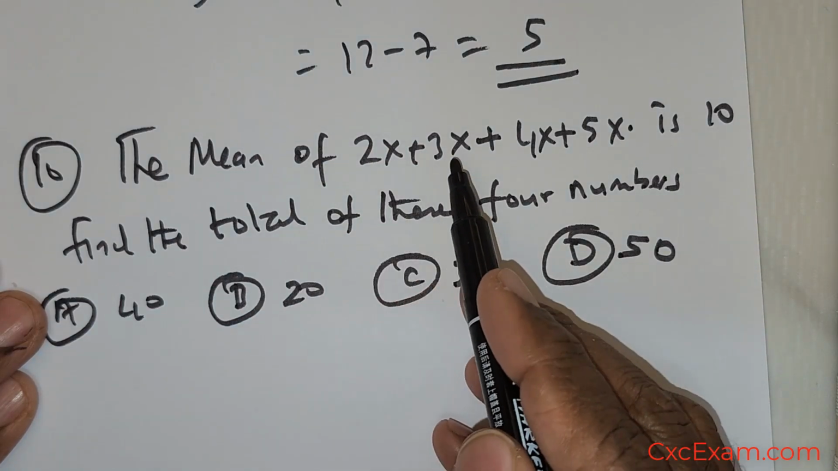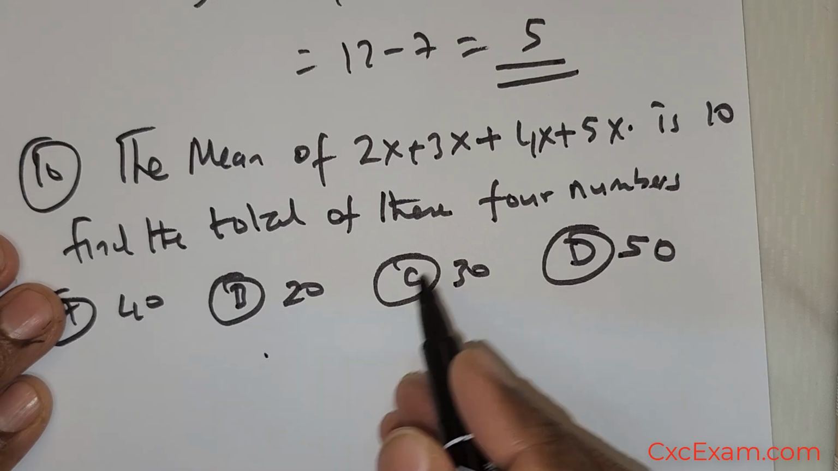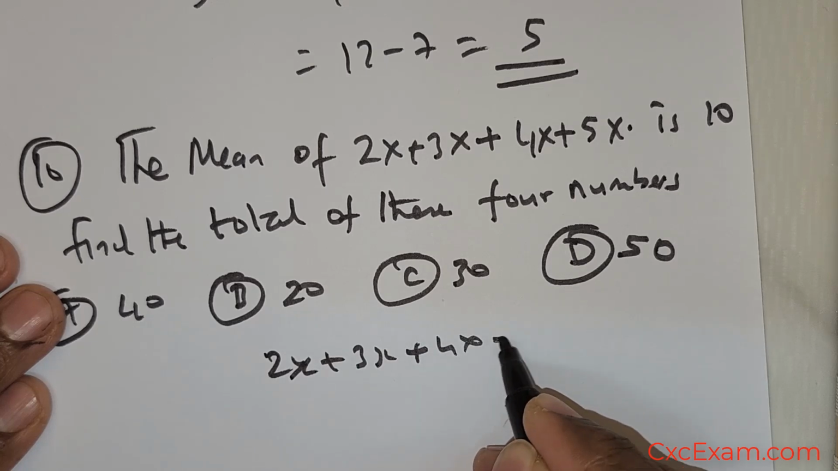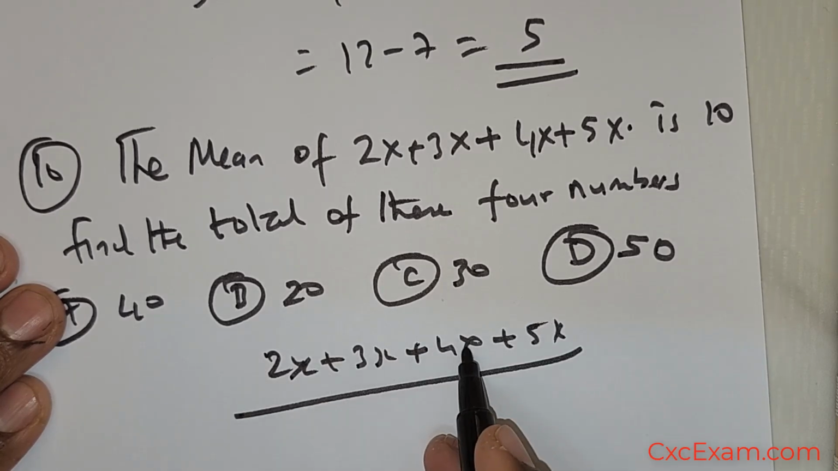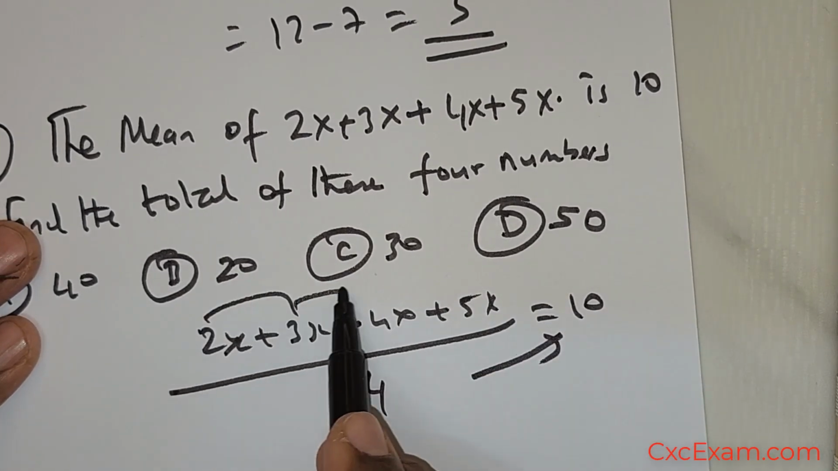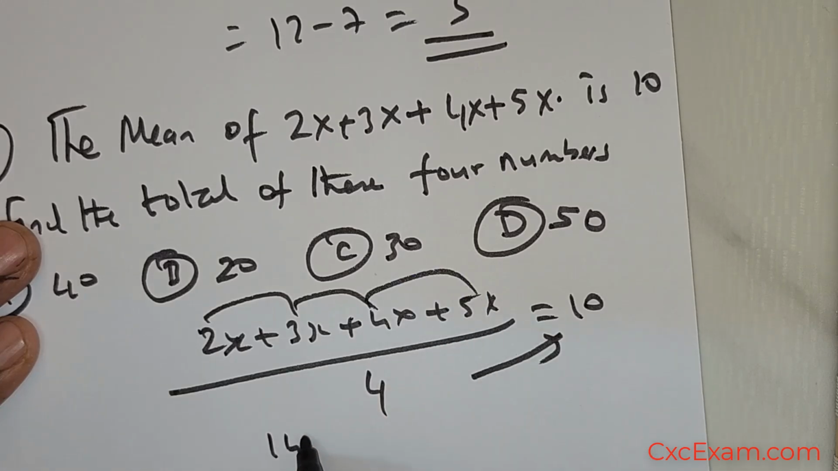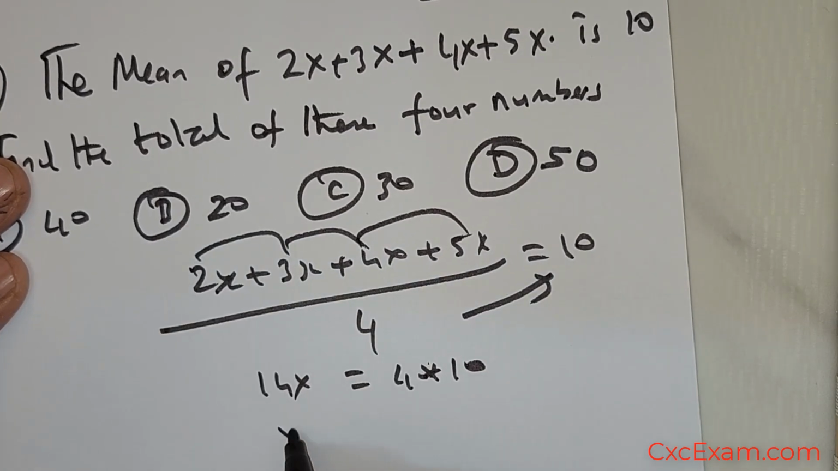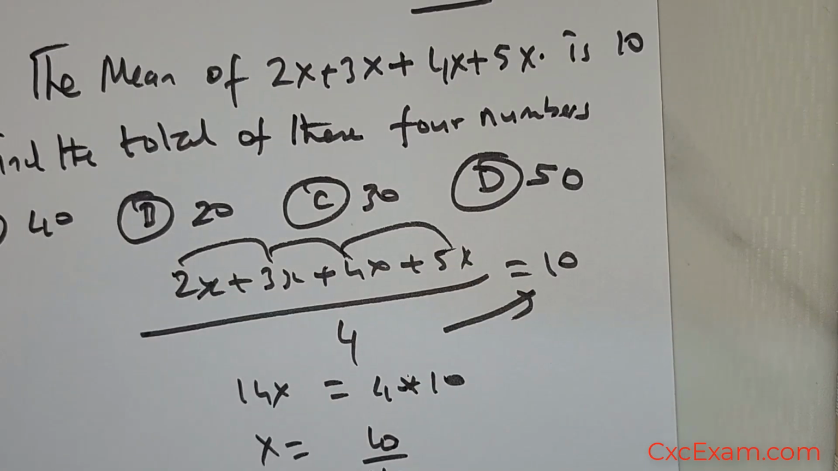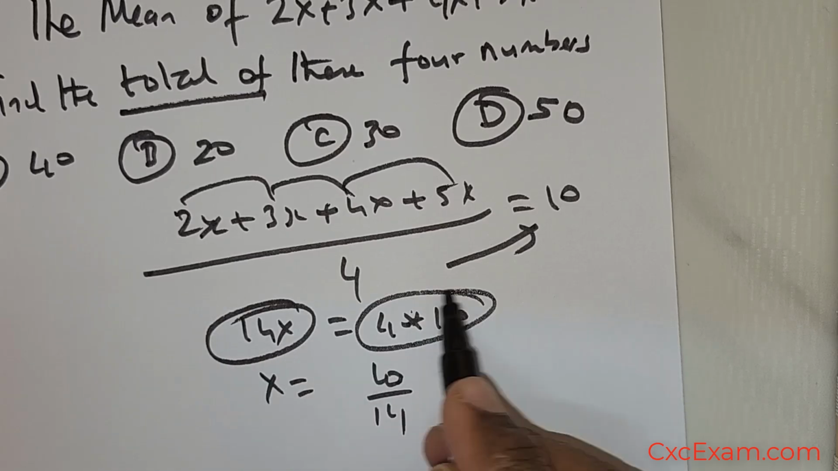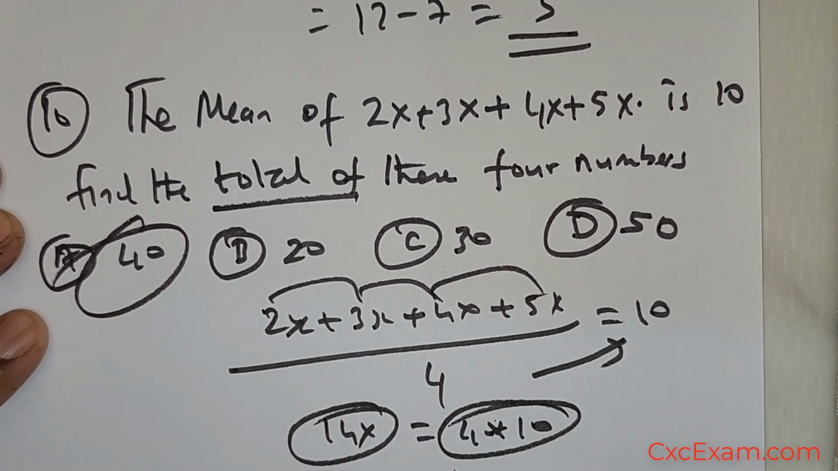So the mean of 2x, 3x, 4x and 5x is 10. So that means 2 times x plus 3 times x plus 4 times x plus 5 times x. How many numbers are there? 1, 2, 3, 4, is equal to 10. So you cross multiply and then you add 5, 9 and then 14x. 14x is 4 times 10. Right. So x is equal to 40 divided by 14. But they are asking us to find the total. So that means the total is 40. So this would be the choice for this question.